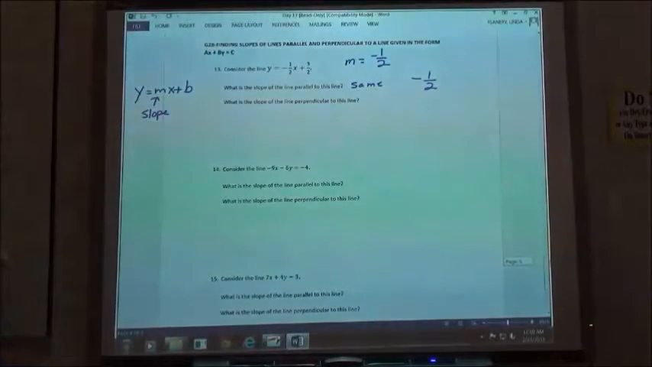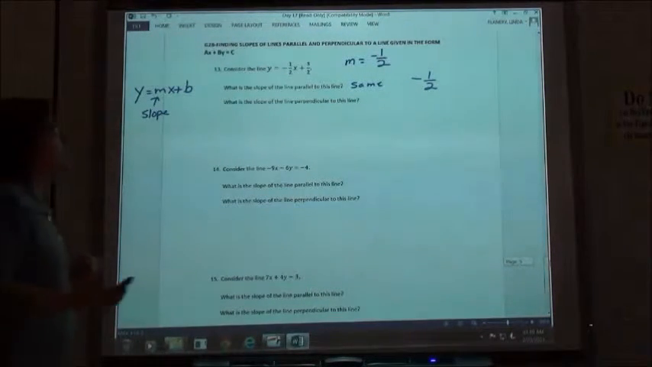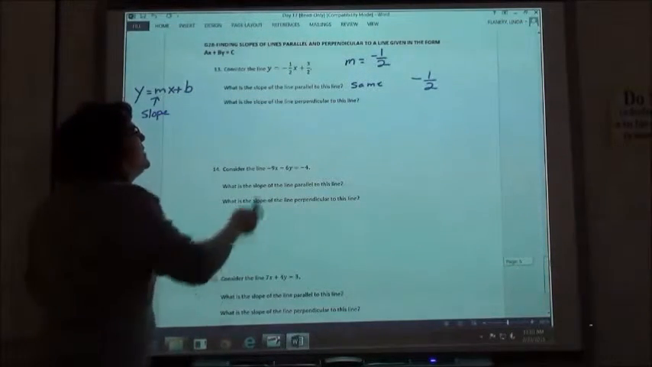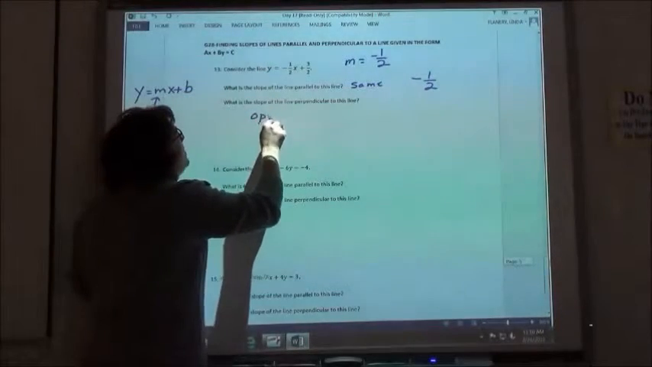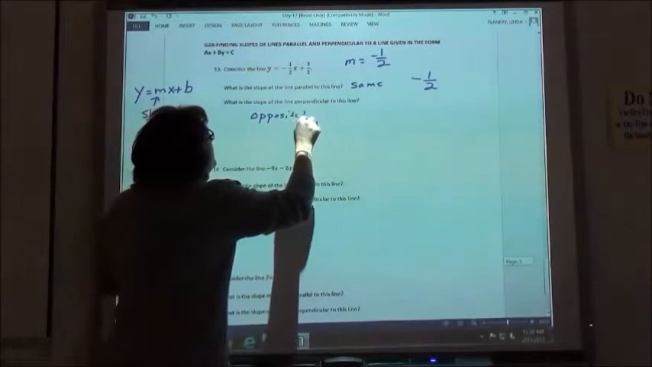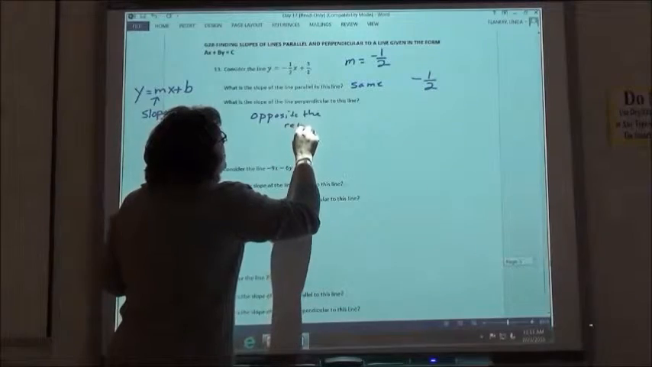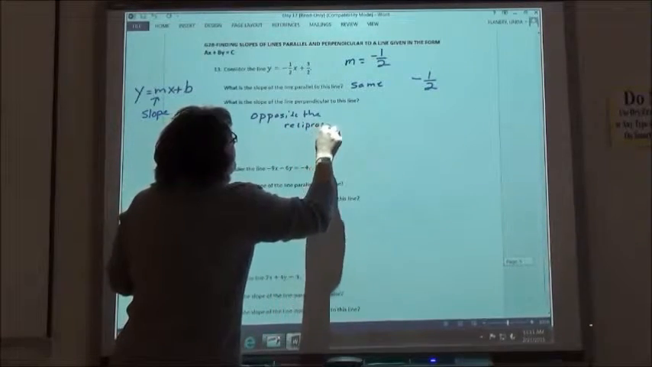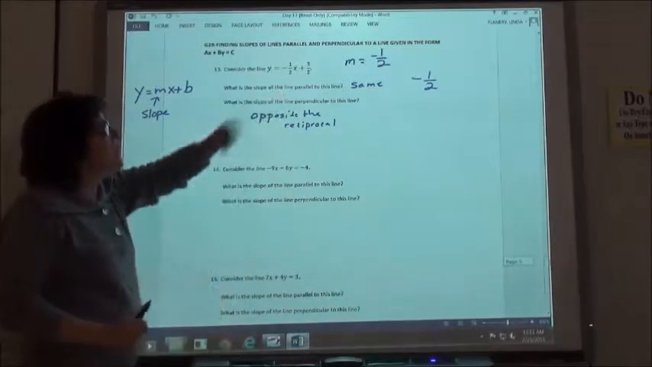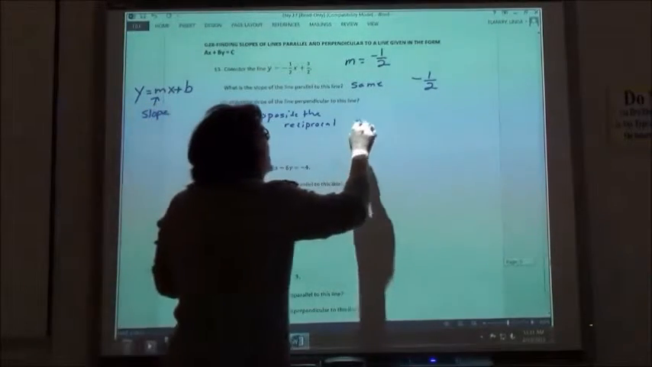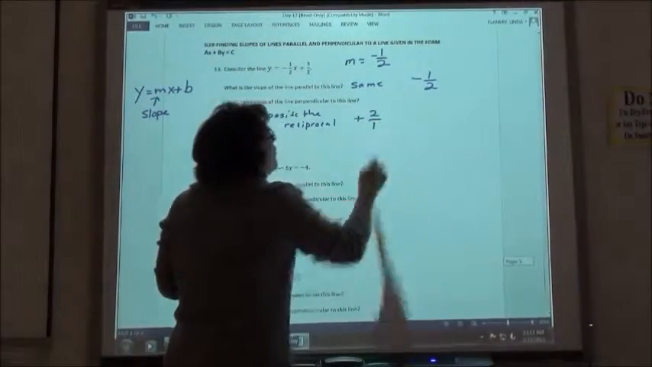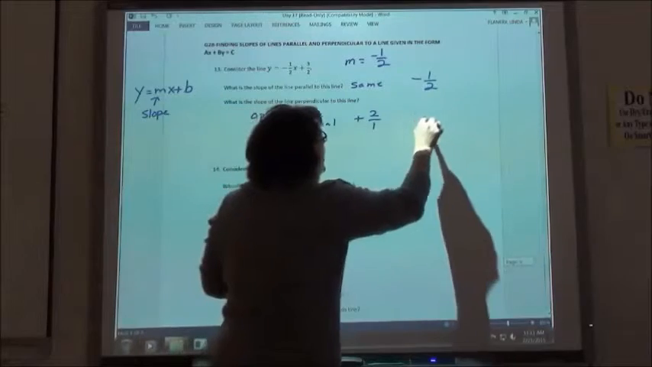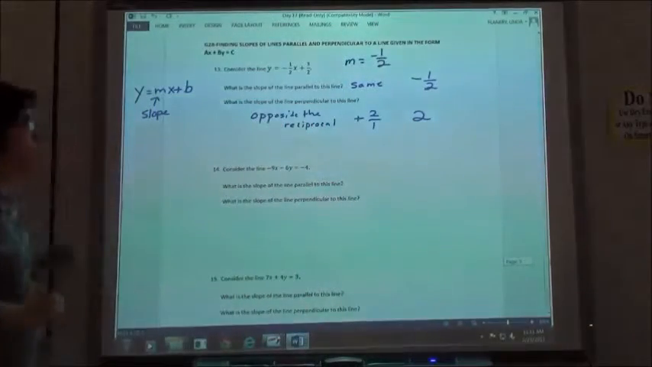The slope of the line perpendicular to the line. What they're going to tell you for the slope of the line perpendicular is that you do the opposite, the reciprocal. So if that slope is negative 1/2, I'm going to have a positive 2 over 1, which of course can be simplified into just 2.